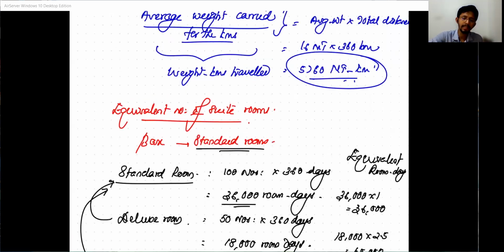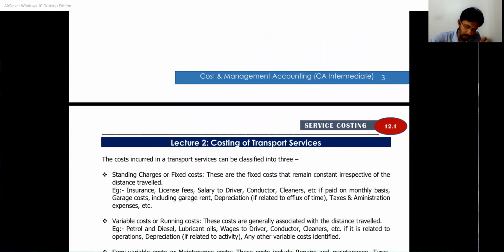And the same example you can apply to hospitals, hotels, etc. Wherever there are composite service cost units, the same analogy can be applied there also. Now we are moving to the next part. What is the next part? The next part is on costing of specific service industries. Now, before that we will take a small break.